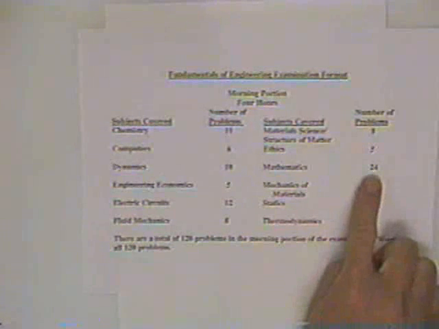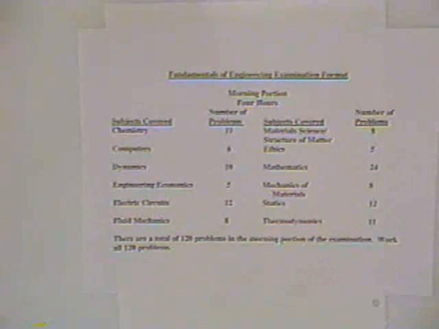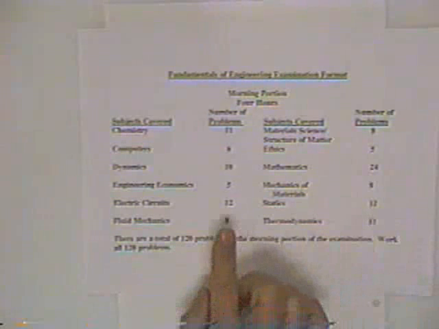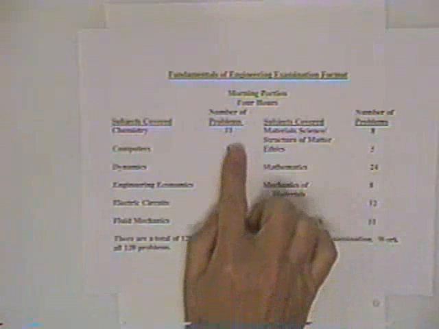Notice here in mathematics there are 24 questions. 20% of the exam in the morning is in the area of mathematics. There are several of the other subject areas that are double-digit numbers. Thermodynamics, you have 11 questions. Statics, 12. Electric circuits, 12. Dynamics, 10. Chemistry, 11. And that's the reason why in this review session we've afforded a little bit more time to these particular subject areas, because of the higher emphasis that is placed on these topics in the Fundamentals of Engineering exam.